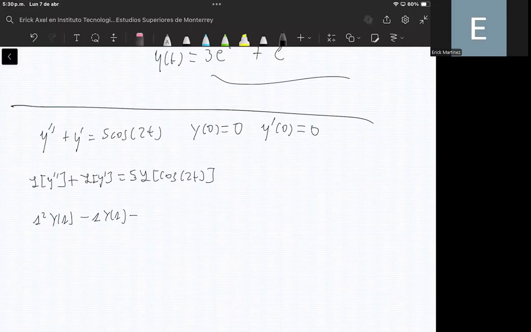Sorry, this minus s is not a Y of s; this is the initial condition of the function, minus the initial condition of the first order derivative.